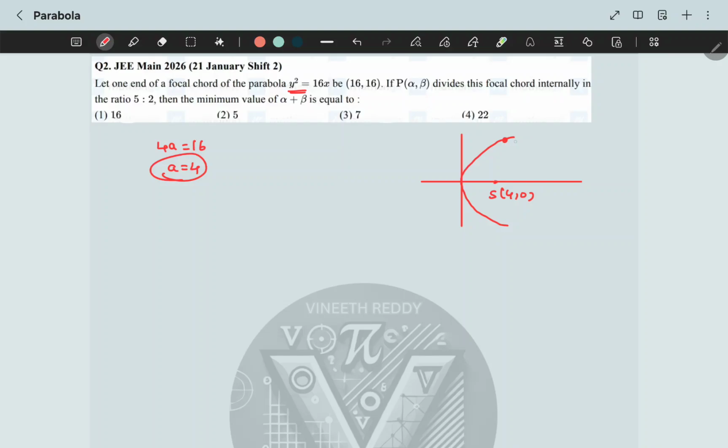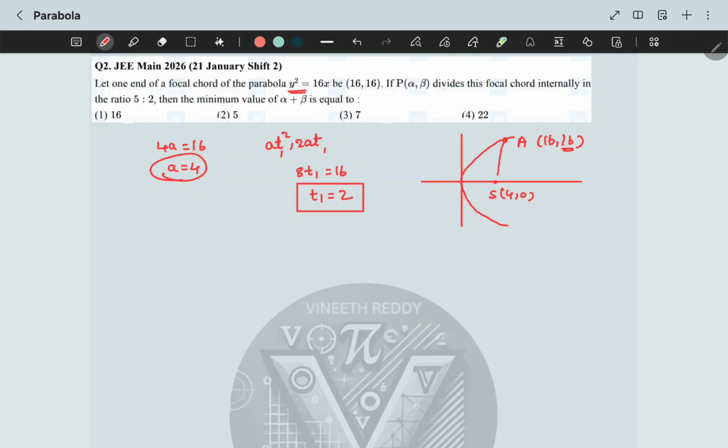So one end of the focal chord, let us say it is A, the coordinates are (16, 16). So very simple, dear students. The parametric coordinates are (a t1 squared, 2a t1). Now a is 4, that means 8 t1 is 16. That means t1 is nothing but 2.